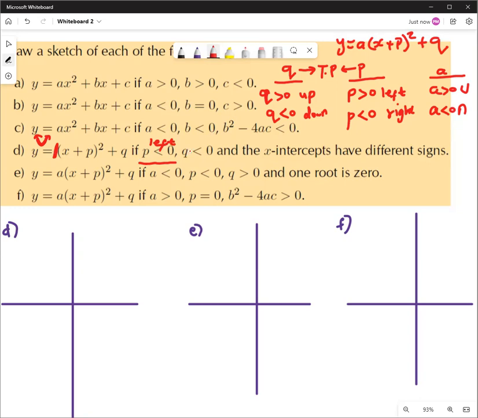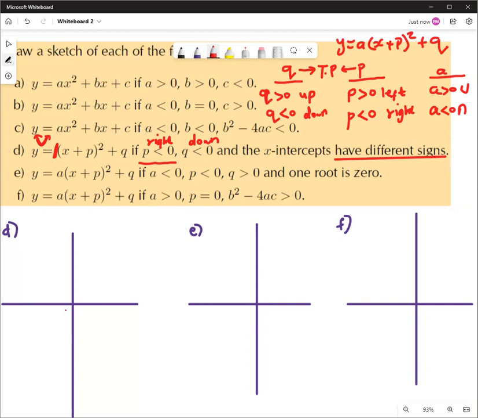And Q is also negative. So basically, oh, sorry. If P, remember, I made a mistake here. If P is negative, we're on the right. If P is negative, we're on the right. If Q is negative, we're down, right? And then they're telling you that the x-intercepts have 2 different signs. Okay, we're going to talk about that. 2 different signs means one of your x-intercepts is here and the other one is that side.